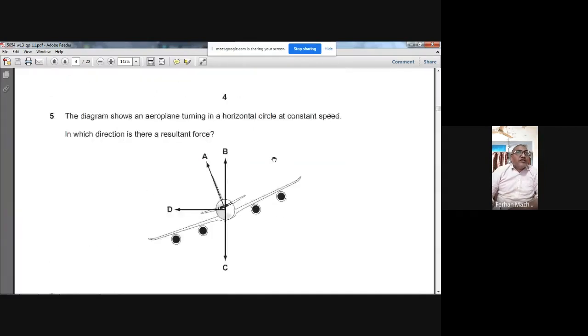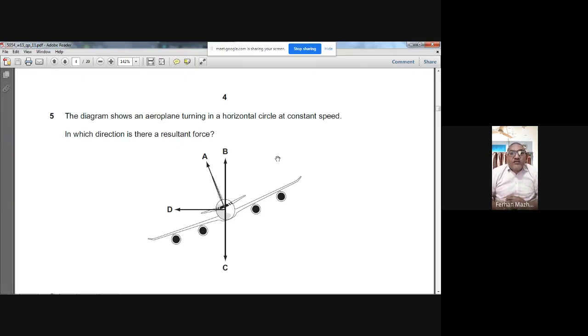Next question. Okay, it's a famous question. The diagram shows an aeroplane turning in a horizontal circle at constant speed. In which direction is there a resultant force? Whenever you move in a circular path, the resultant force is always towards the center of that circle.